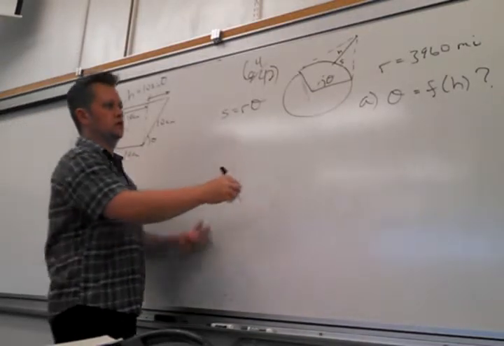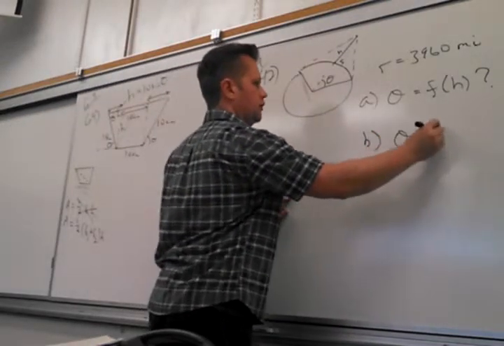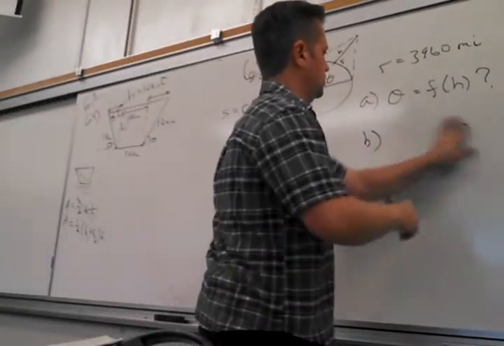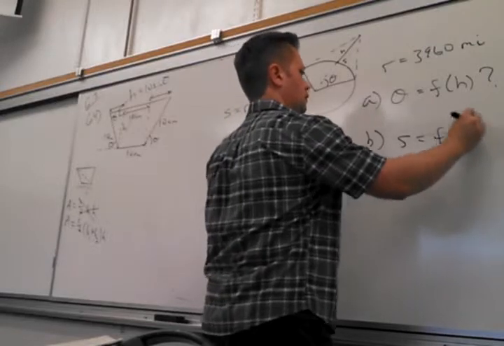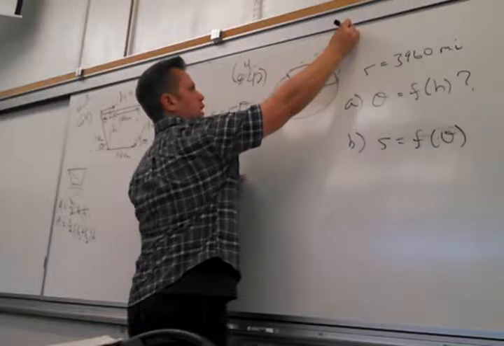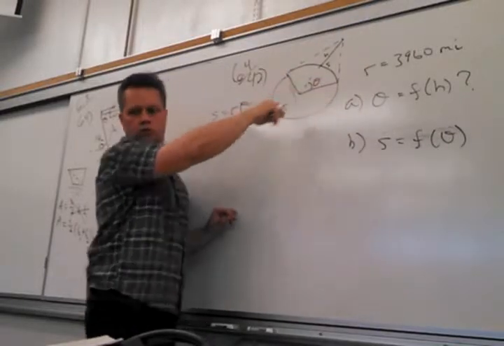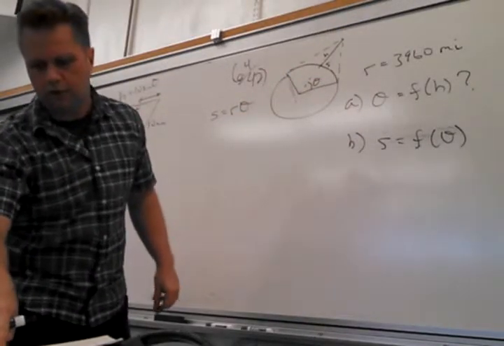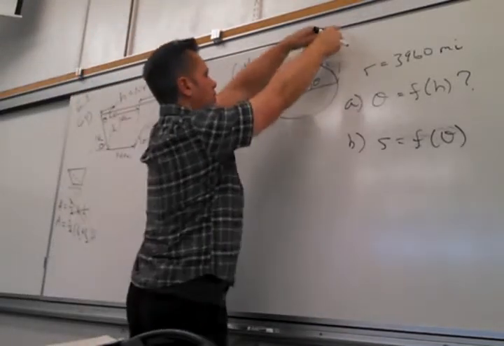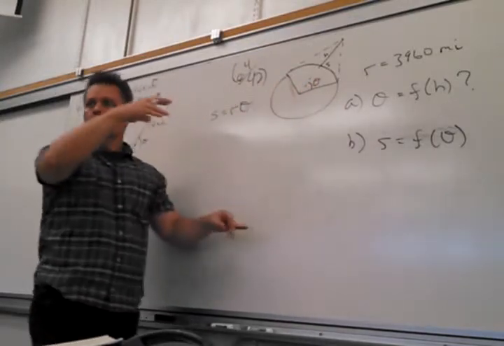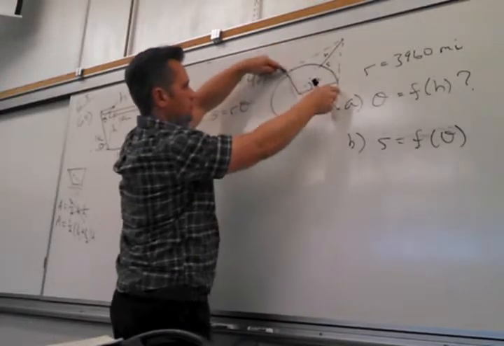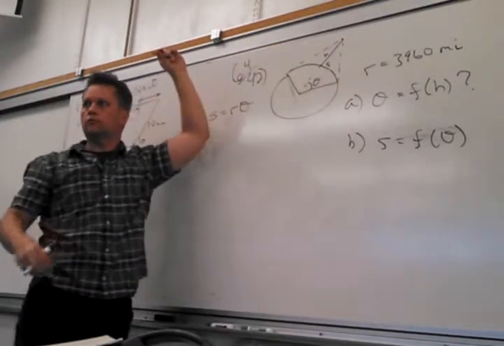I knew it was coming up eventually. So part B, they want theta as a function of arc length, or the other one, S as a function of theta. So the higher up I get, what's going to happen to theta? They kind of give you an idea, stepping you along from the first little picture of Earth to the second, where it got up higher. If I go higher up, I can see farther out, so theta is going to get bigger, right?